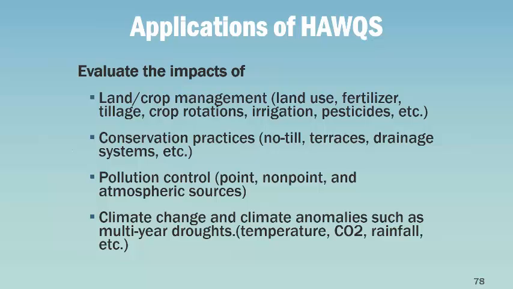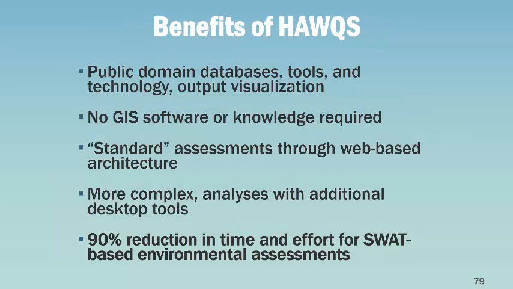The applications of HAWQS are mainly meant for land management, crop management, or conservation practices. You can look at pollution control, either non-point source, point source, or atmospheric deposition, as well as climate change applications anywhere in the U.S. at any of the three spatial scales: 8, 10, or 12-digit watersheds. It uses all public domain databases, and it has a very nice way of looking at graphs, charts, and maps. No GIS software knowledge or inputs are required. It's all web-based architecture. All you need is an iPhone, a tablet, or a laptop with a good enough internet connection. We were able to show it reduces the time to put together the first version of a model by about 90%. Okay, 90% reduction in time to set up a model.